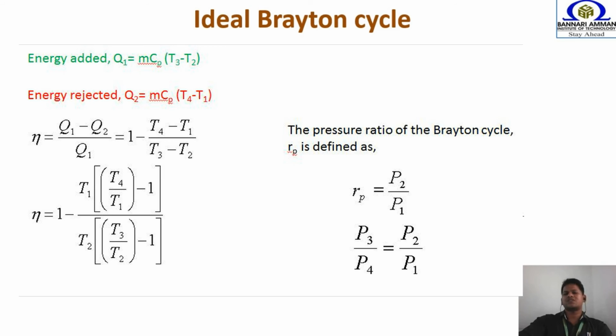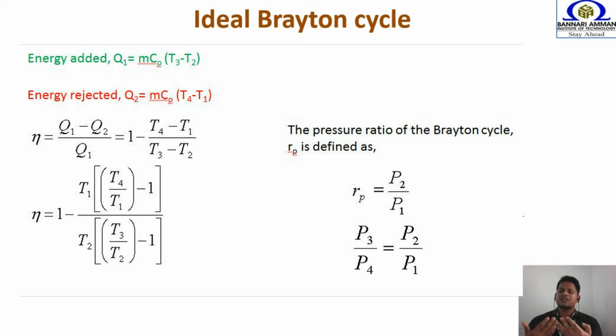So generally what is efficiency? Efficiency is nothing but output by input, right? So why are we having this Brayton cycle? The only purpose is that I want mechanical output, right? I want to have mechanical power. So my ultimate aim is that I want to have W net.